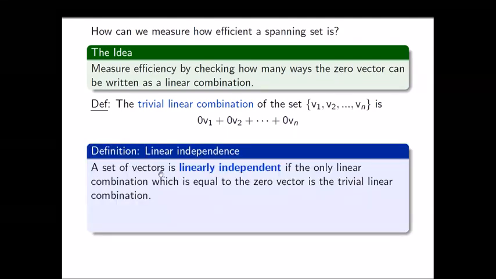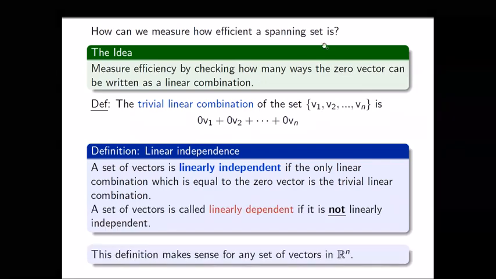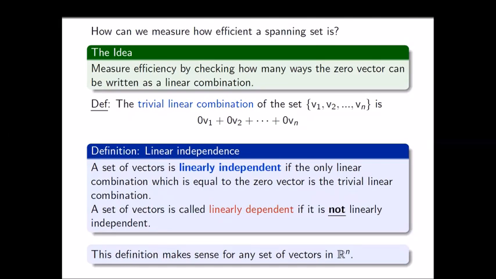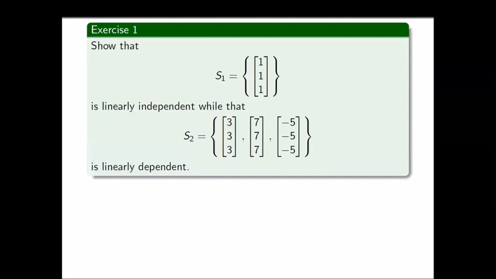A set of vectors is linearly independent if the only linear combination which is equal to the zero vector is the trivial linear combination, which means the only time a linear combination of a set of vectors is going to give us the zero vector is if all the coefficients are zero themselves. And of course, a set of vectors is called linearly dependent if it's not linearly independent. Note that this definition makes sense for any set of vectors in the space Rn. Let's look at an exercise.